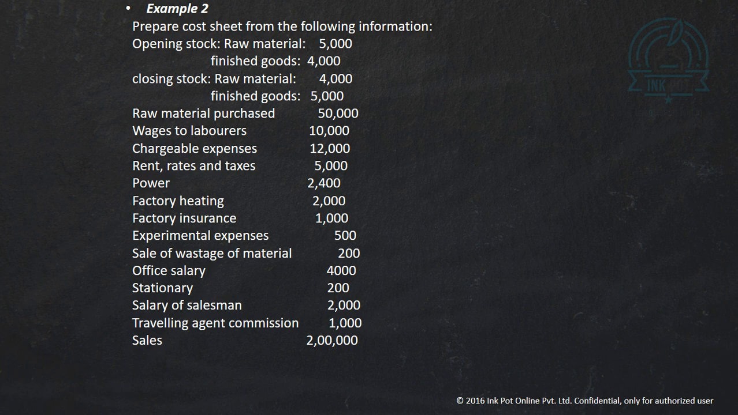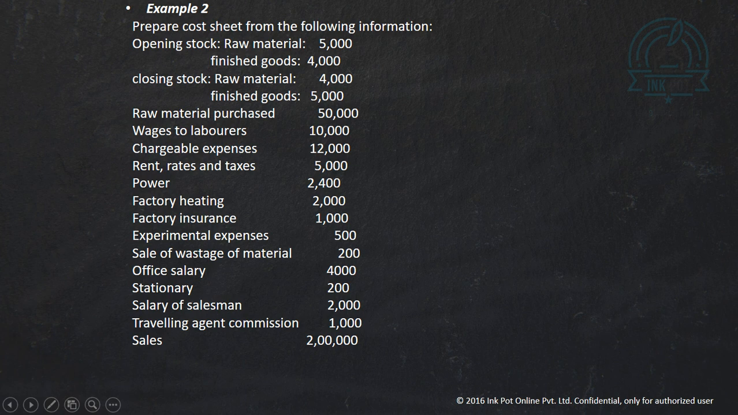In this question, it is different from example 1 because here we are given the opening stock of raw material and the opening stock of finished goods, closing stock of raw material and the closing stock of finished goods. So we have not done the treatment of this opening and closing stock till yet. So in this question, we'll be doing treatment of opening and closing stocks. So let me make you clear.